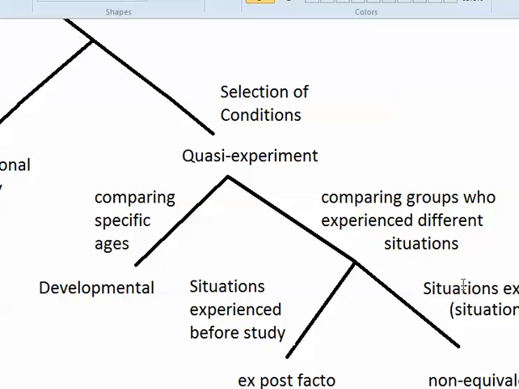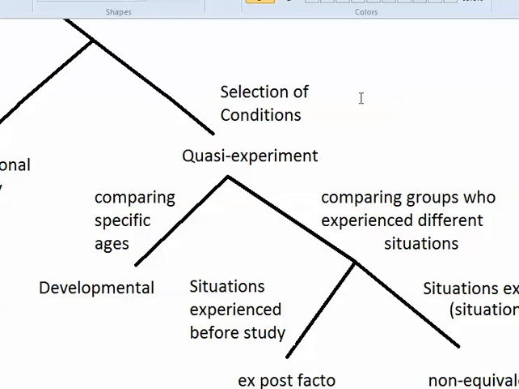But if I take groups of people that already exist, like different classrooms, and I assign each group to a different condition during my study, that's actually a non-equivalent groups design down here. So there's no random assignment in this type of study. In a non-equivalent groups design, there's no random assignment, but the conditions are experienced during the study.